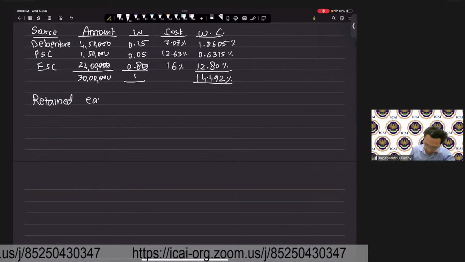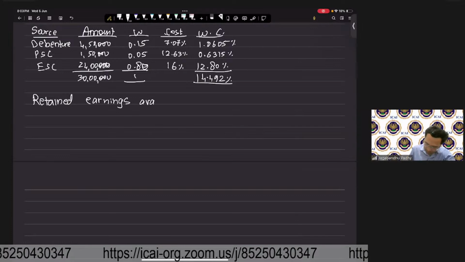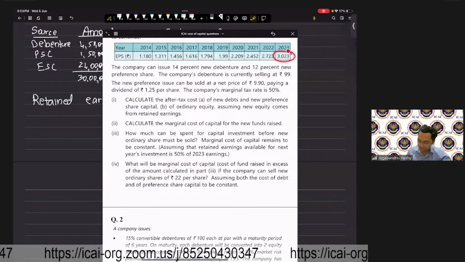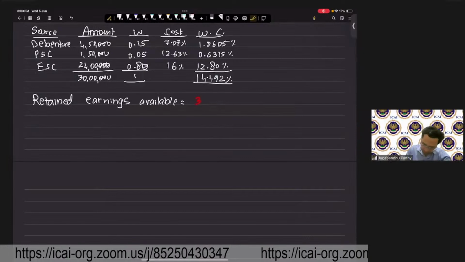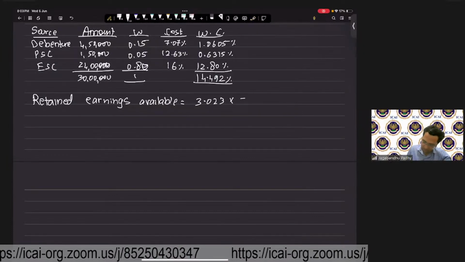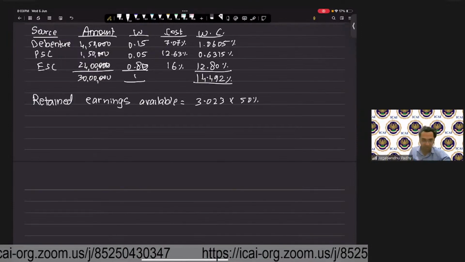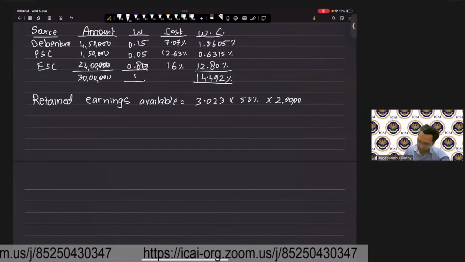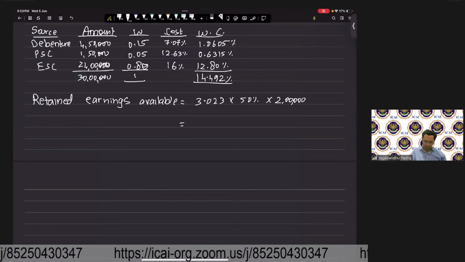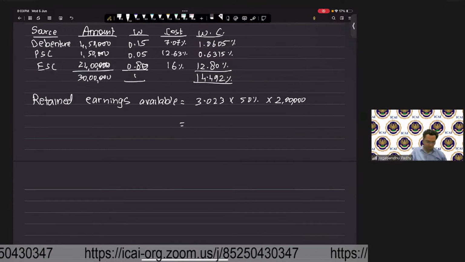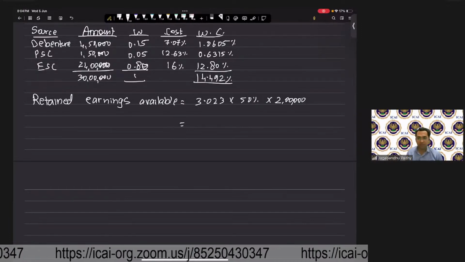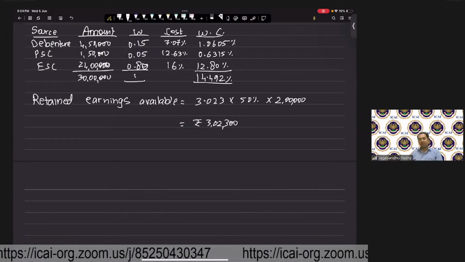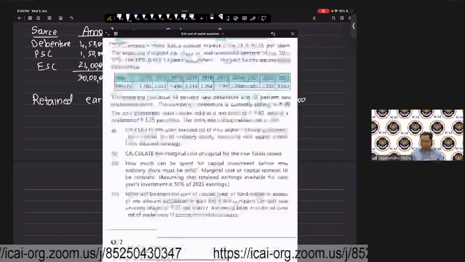Retained earnings which are available: that is 50% of the 2023 earnings. Now, 2023 earnings per share is 3.023, into 50%. So per share basis, we have this much in our retained earnings, into the number of shares outstanding, which is 2 lakh. We simply multiply it by 2 lakh: 3.023 into 50% into 2 lakh. The money that we have is 3,02,300. This is the amount of retained earnings.